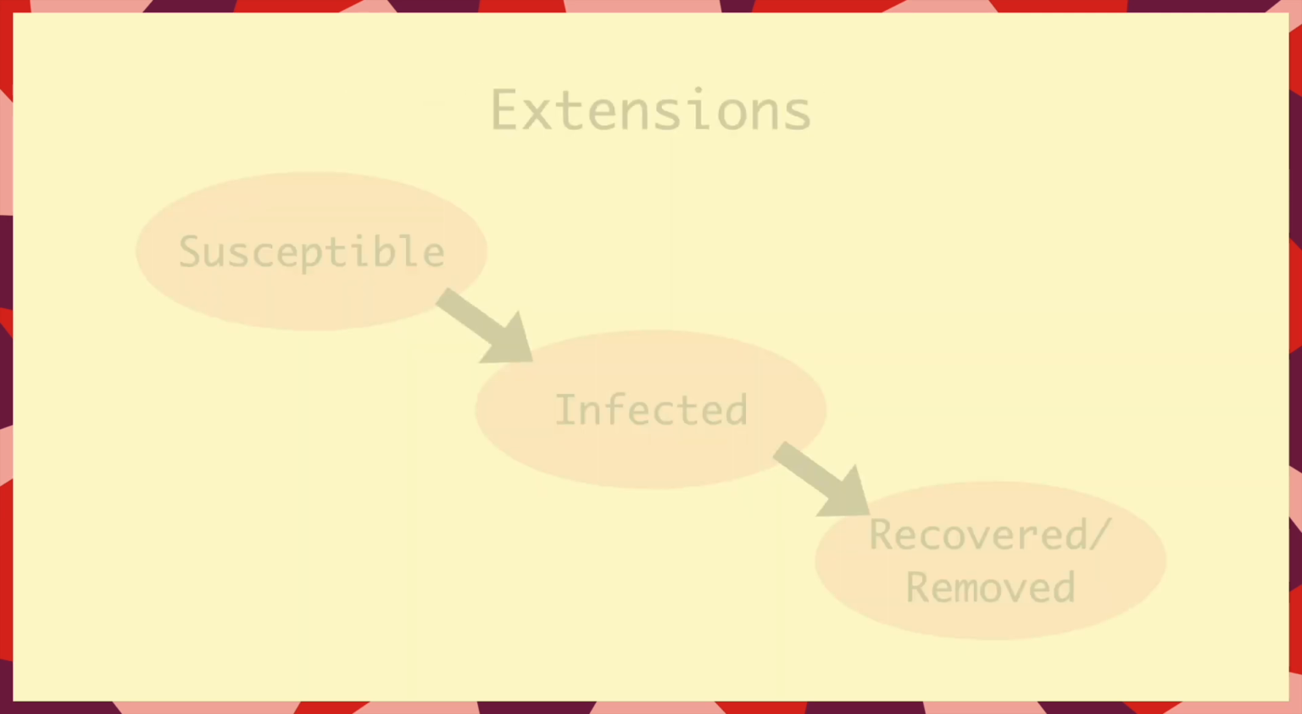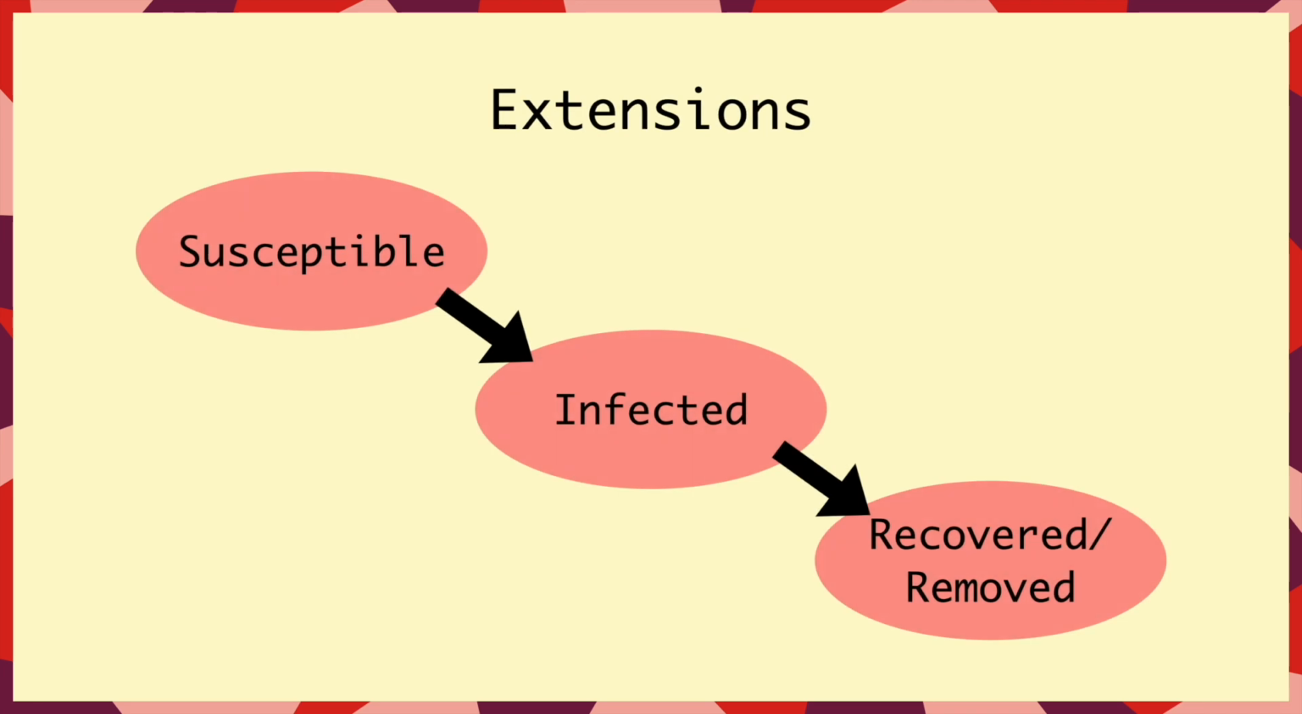So here is the basic SIR model we've been using up until now. But I'm going to relabel the removed category as immune for reasons that will become clear in just a moment. So what changes could we make to make our model more realistic?